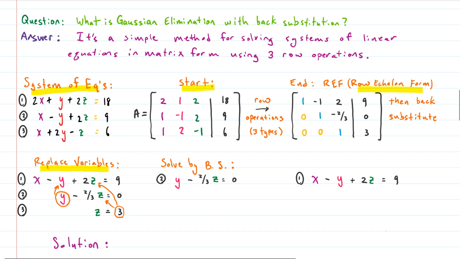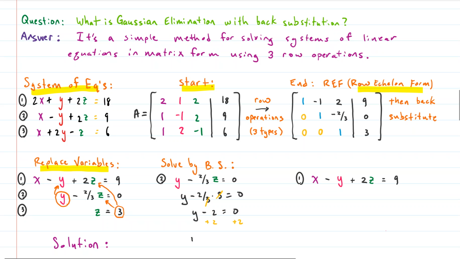So our first step, from equation 3 where we know Z equals 3, is to use equation 2 to solve for Y. So we know Z equals 3. Here we have Y minus 2/3 times 3 equals 0. Lucky for us, the 3's cancel, and we're left with Y minus 2 equals 0. We can add 2 to both sides.